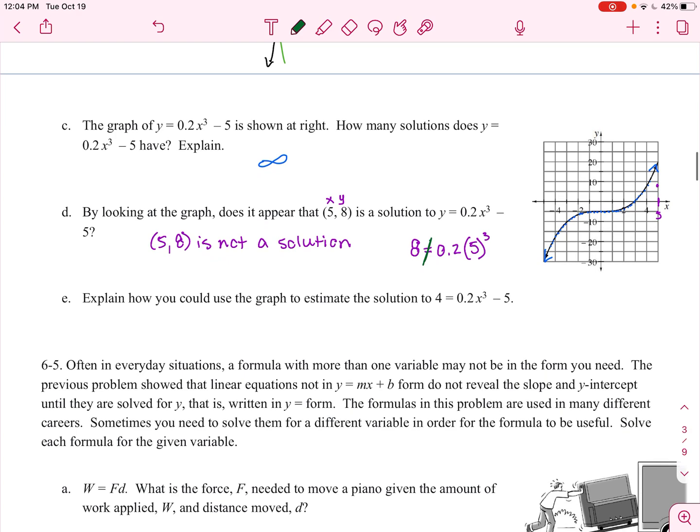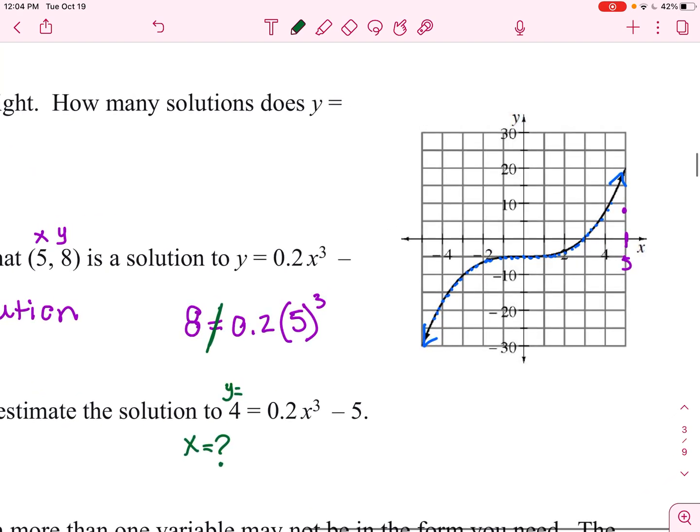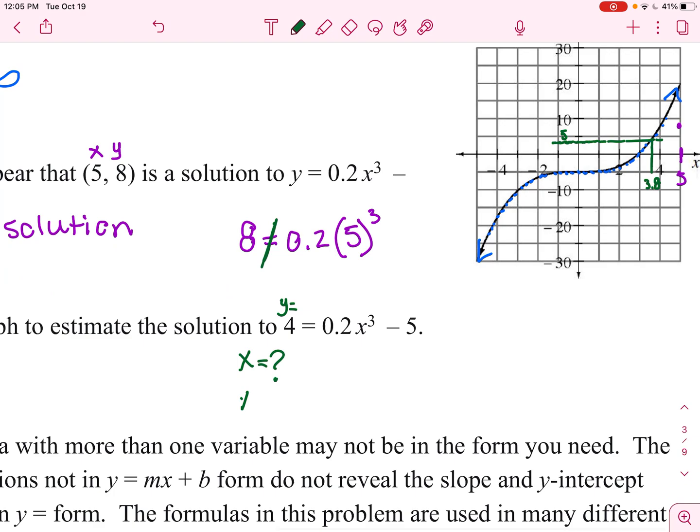E, how could you use the graph to estimate where y is equal to 4? You want to know what x is. So go to your graph and go to approximately where the y-axis is equal to 4, maybe about here, right under the 5. Draw a line, and right where it hits the function, let's estimate that. Maybe 3.8? I'm going to say x is about 3.8 from the graph.